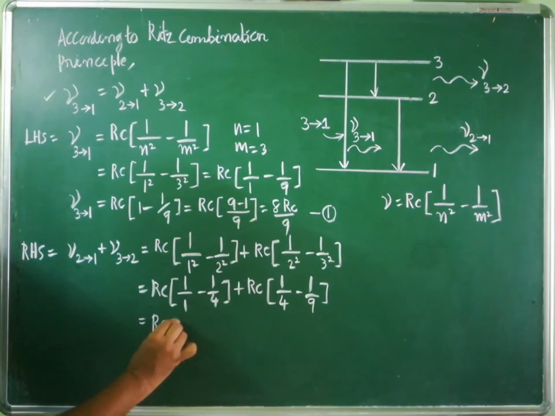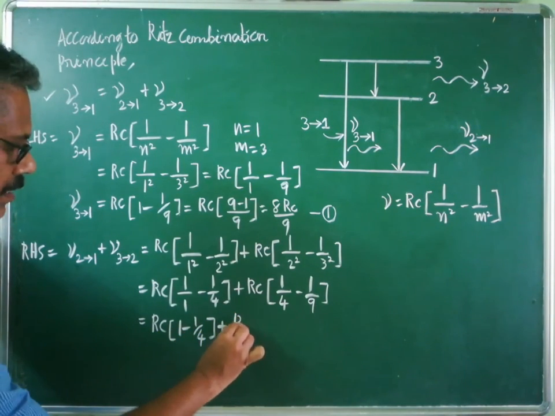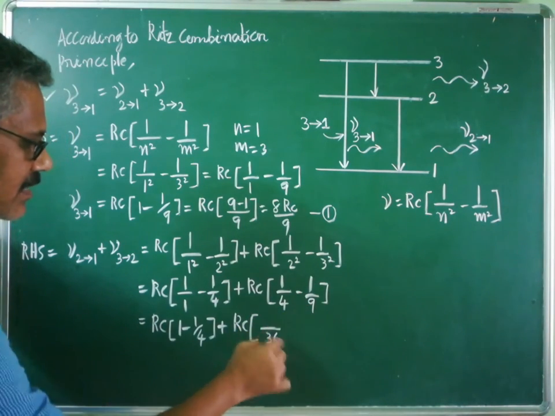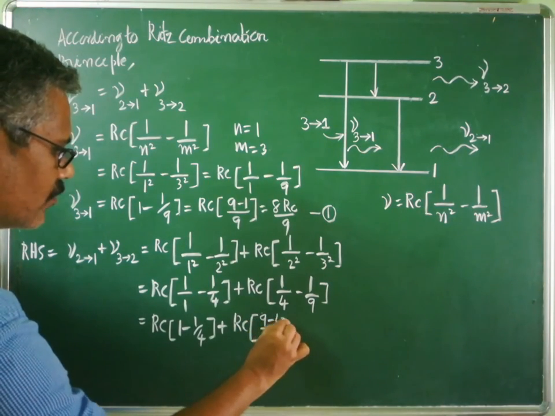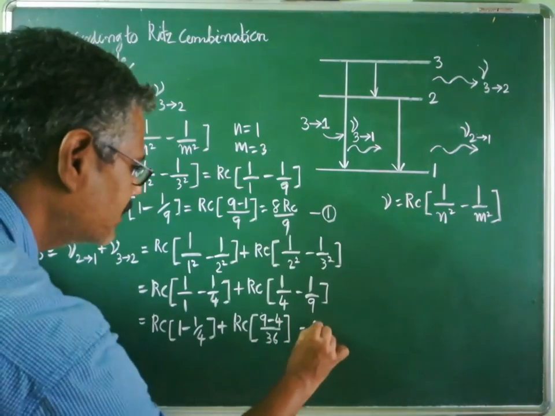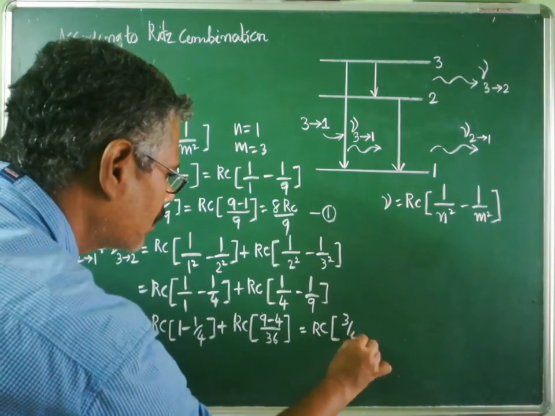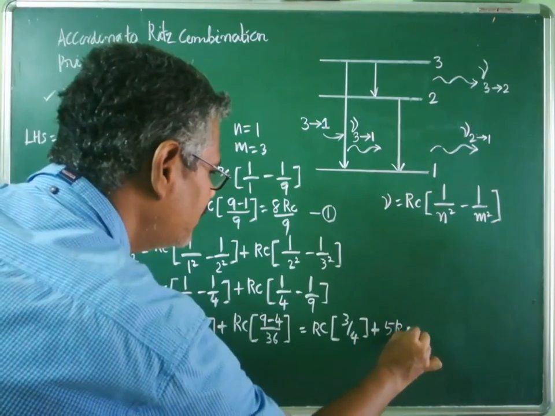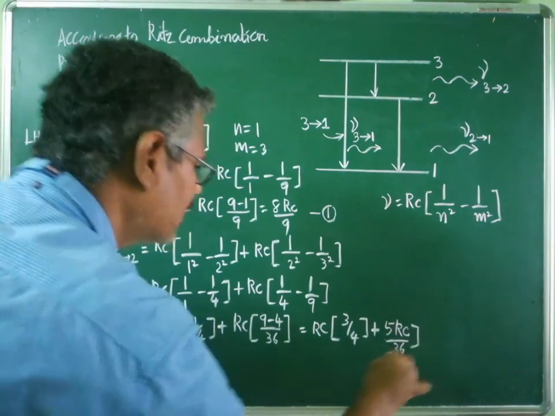The next step: RC (1 minus 1 by 4) plus RC times, with 36 as the LCM, (9 minus 4) by 36. In the next step we can write RC times, 1 minus 1 by 4 is 3 by 4, plus you will get 5 RC divided by 36.